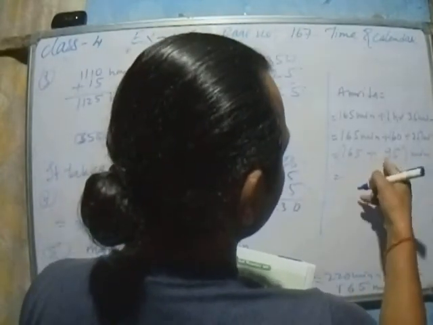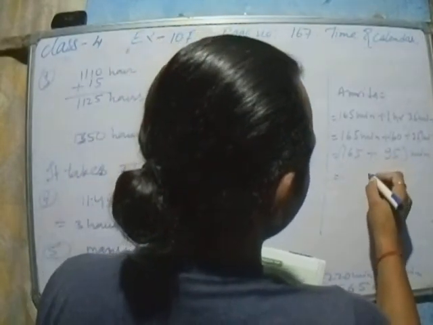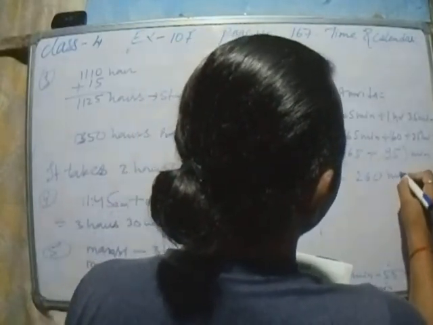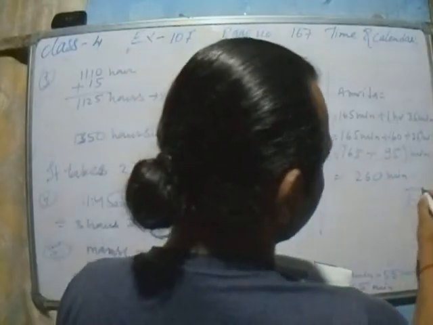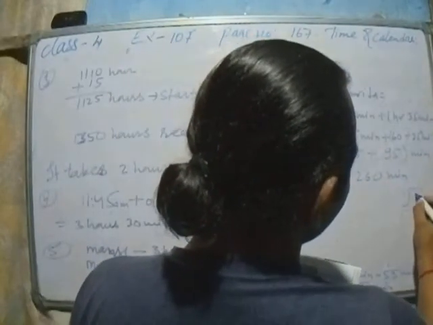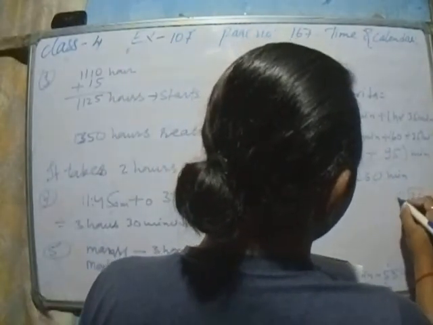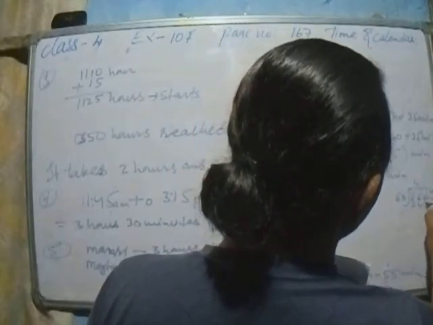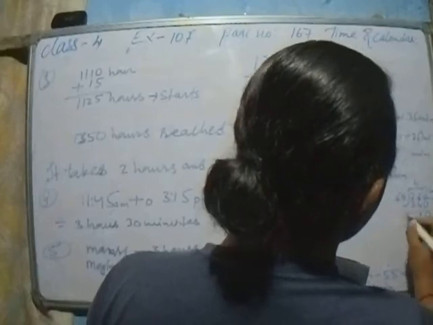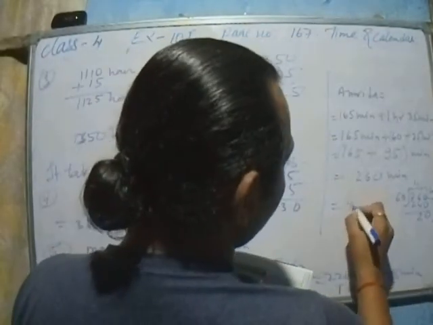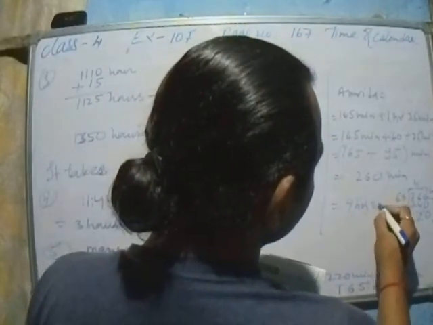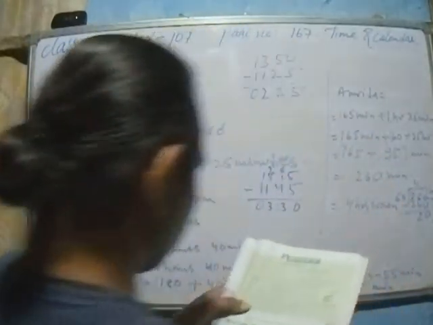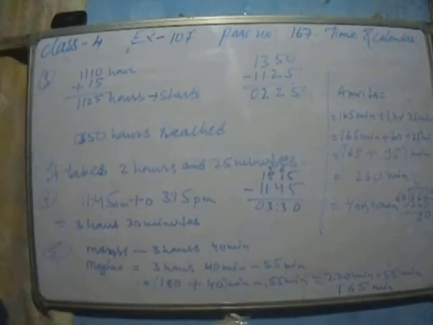5 plus 5, 10, 9 plus 6, 15, plus 1, 16, then 1 carry, so 260 minutes. So we are going to convert 260 minutes into hours, okay? So here 260 divided by 60. So 6 4s are 24. So here it is 4 hours 20 minutes. So Amrita took 4 hours 20 minutes. That is the answer. Now we are on the last question.